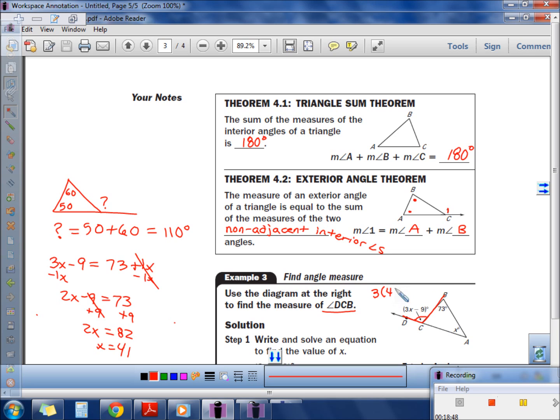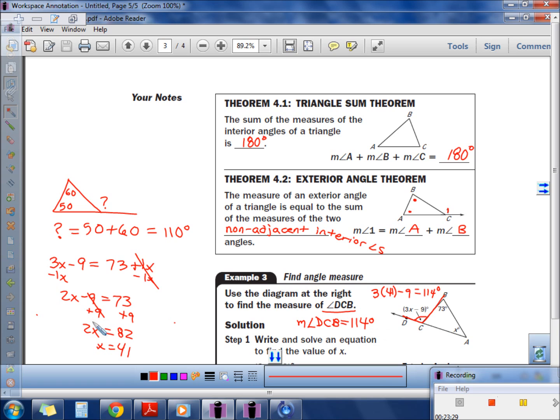So 3 times 41, then minus 9. So I'll need a little bit of help. Calculator. All right, so we get 114. So make sure you're writing your answer right. So out here, I would say little m, meaning measure, of angle DCB is 114. That would be a good answer right there.